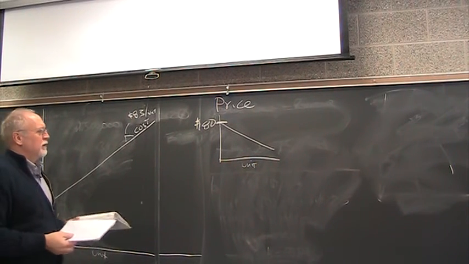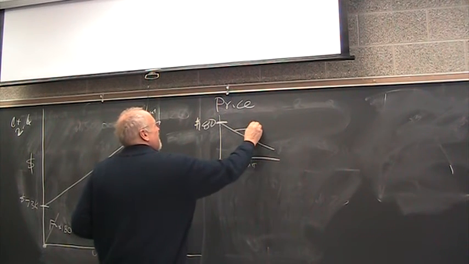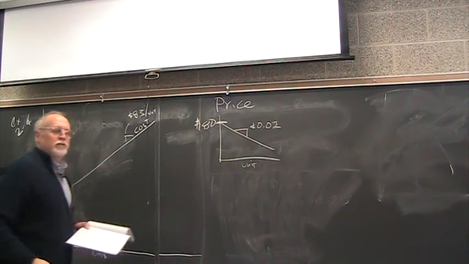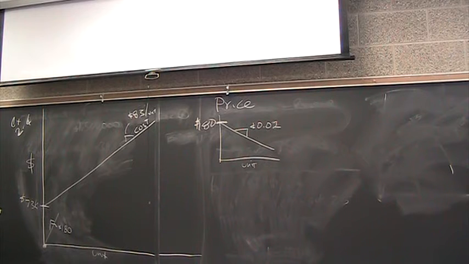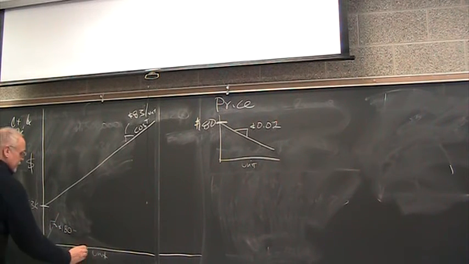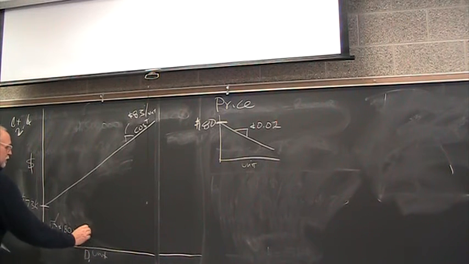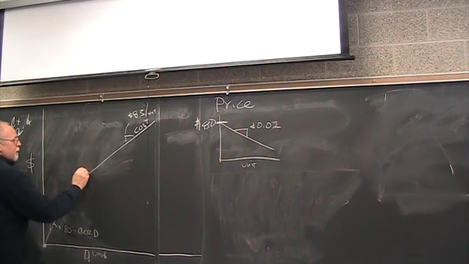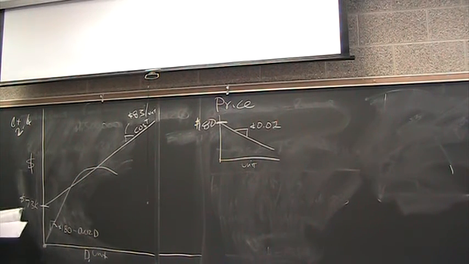So it's $180, but then for each unit I sell, I can charge 2 cents less per unit. So this slope here, this was supposed to be the slope, is $180 minus 0.02 times D, where D is the demand. So as we go up, this slope becomes less, and hopefully it goes above the cost so we can be making money, and eventually it's going to come back down.